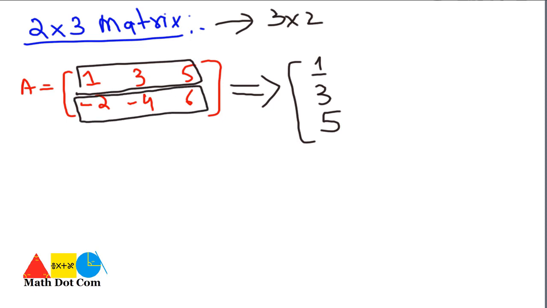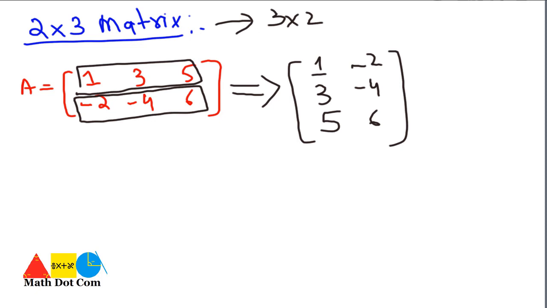You have to write this row into column as well. You will write as -2, -4 and 6. Okay, so this is all about how you can find the transpose of a matrix having 2 rows and 3 columns.